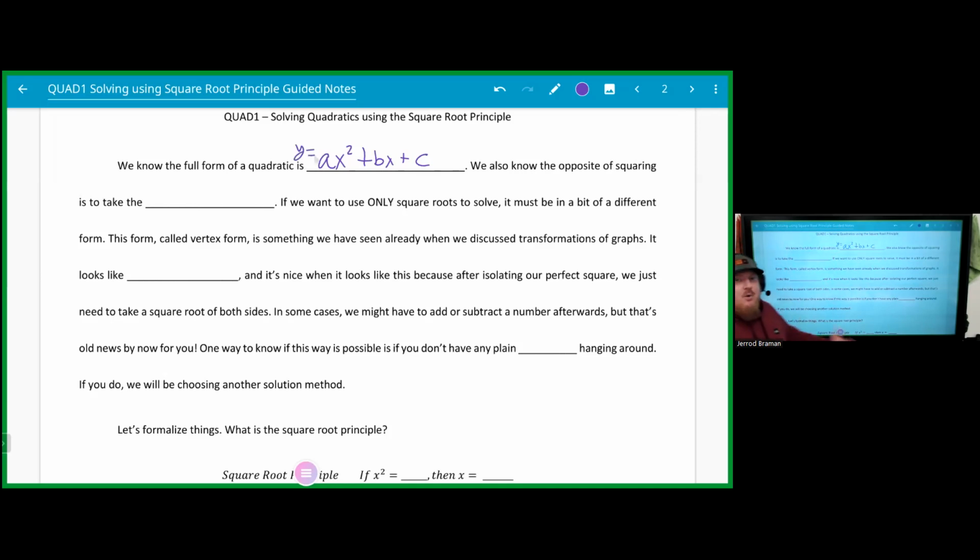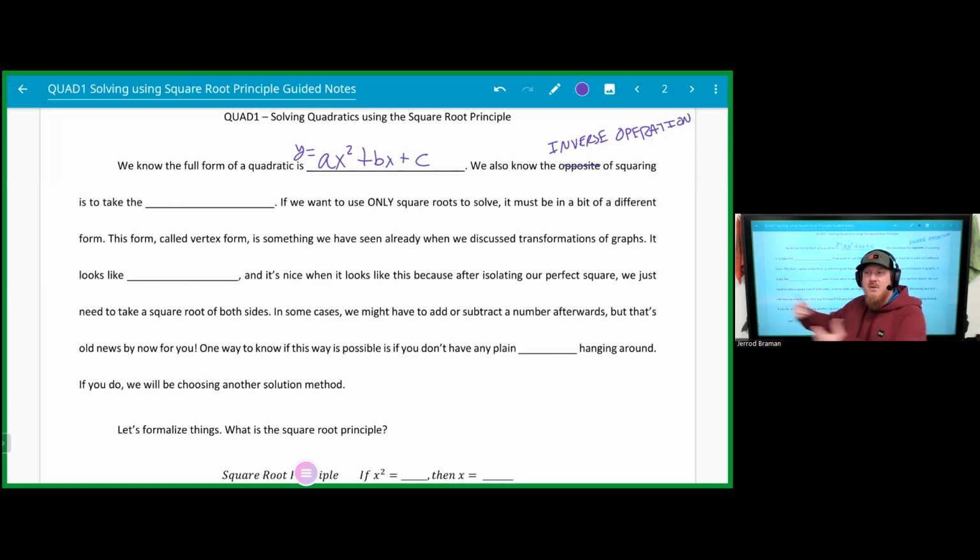Now, we know the opposite or the inverse operation. I don't like opposite. Let's go with inverse operation. When I say inverse operation, we're thinking of undoing, right? So the inverse operation to multiplication is division. The inverse operation to subtraction is addition. The inverse operation to squaring is to take the square root.